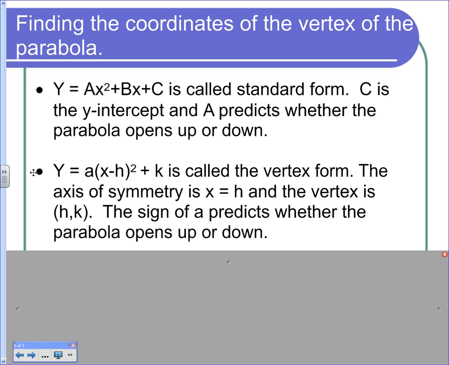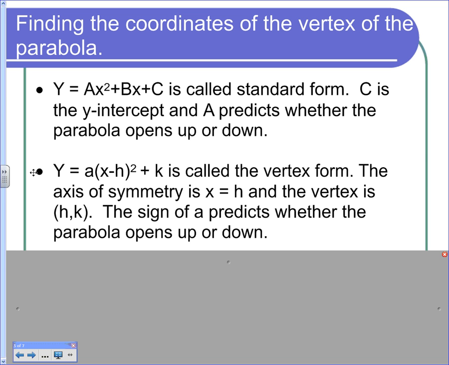y equals a times (x minus h) squared plus k is called vertex form. The reason it's called vertex form is that it gives you the vertex of your parabola. Your vertex is (h, k). The numbers for your vertex are already spelled out for you. x equals h is your axis of symmetry. And then this little a tells you whether it opens upward or downward.